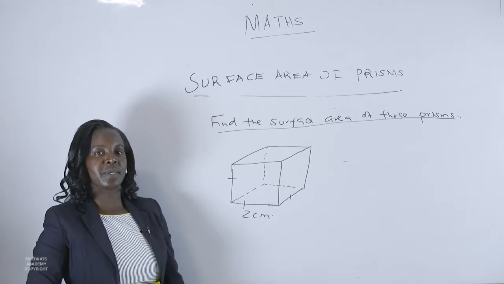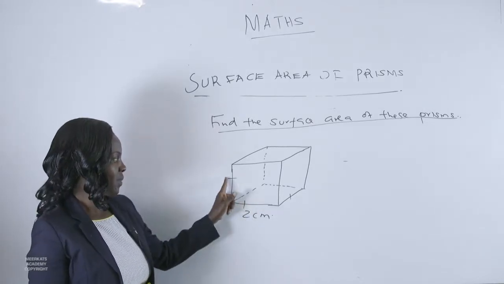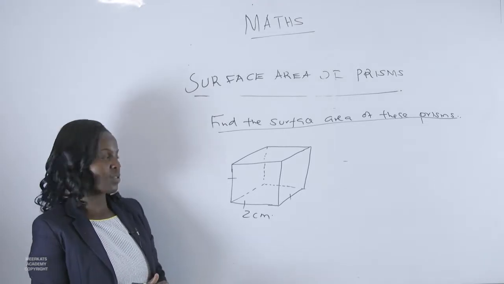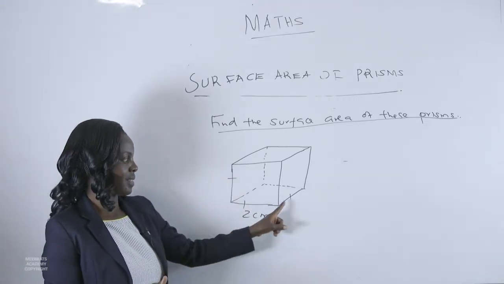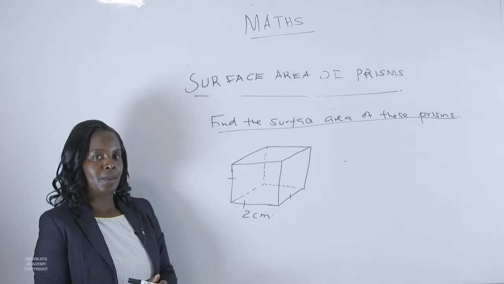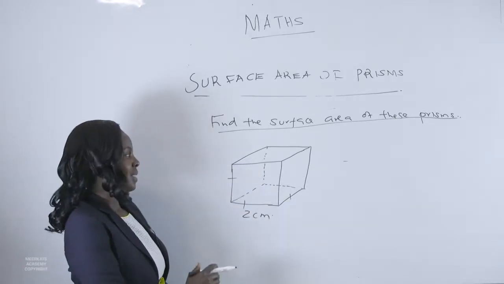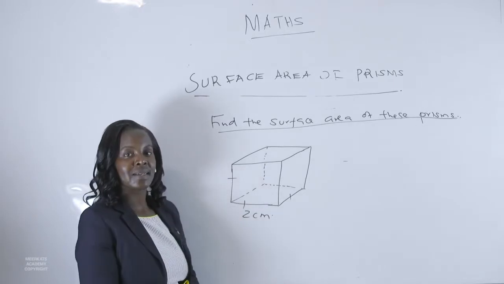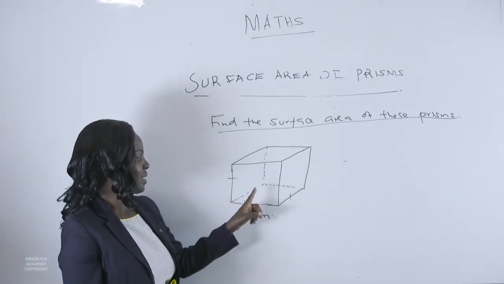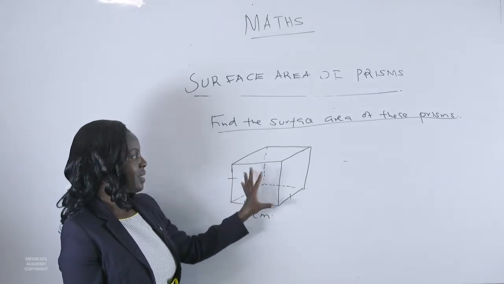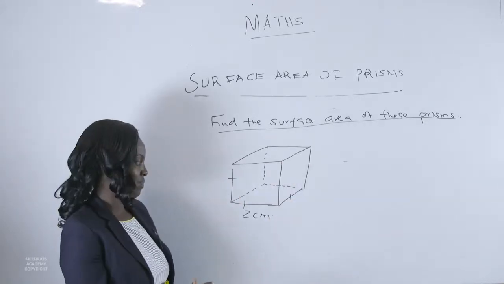So we are given a prism and we have these dashes to show that this side and this side and this side are equal. And we have said we determine the type of the prism by looking at the shape of the end, and this is a square, meaning this is a square prism or a cube.